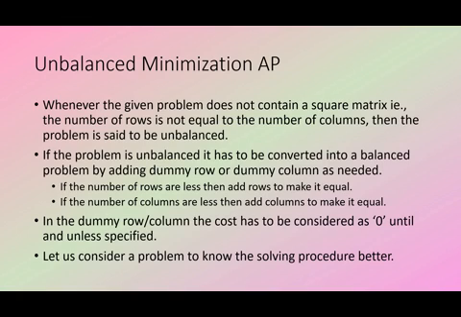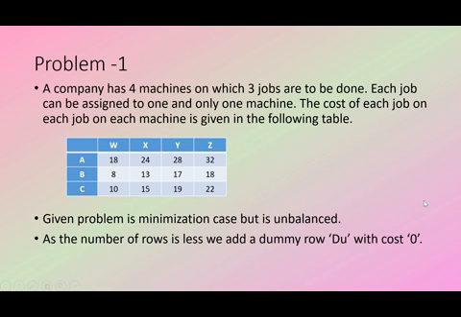Now we'll see how to solve an unbalanced problem, right? So we'll take an example and solve it so that we understand better. The problem given is: a company has 4 machines on which 3 jobs are to be done. So how many machines are there? 4 machines. How many jobs are there? 3 jobs. So does it match? No. So therefore it is unbalanced.